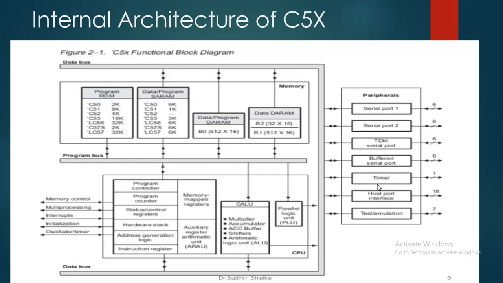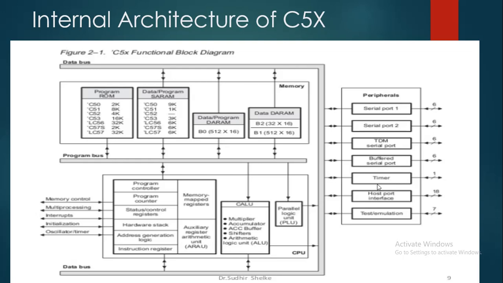Clock generator, which is used for producing the clock frequency, consists of an internal oscillator and a phase lock loop circuit. And hardware timer, an on-chip down counter timer, which is used to periodically generate CPU interrupts.